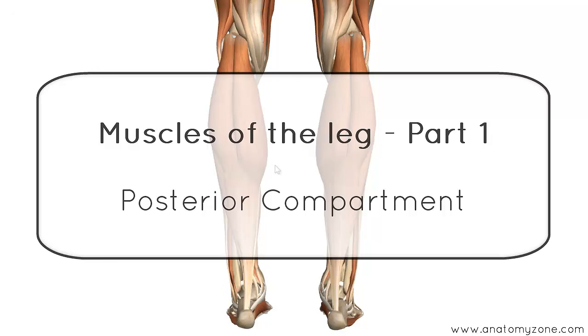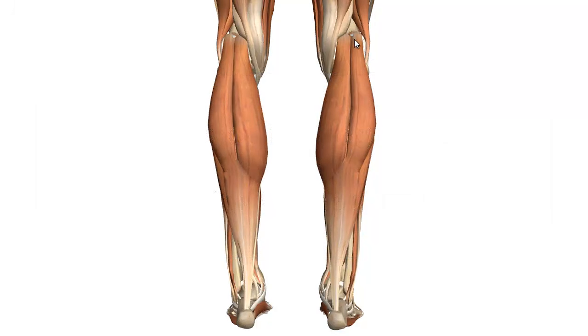Okay, so this tutorial is on the muscles of the leg. The leg is the region of the lower limb which lies between the knee joint and the ankle joint. I'm going to break this tutorial into two parts. The first part will be on the posterior compartment, and then the second part will be on the muscles of the anterior and lateral compartments.